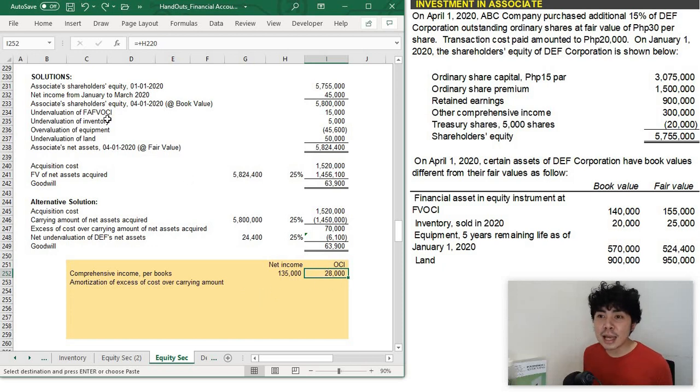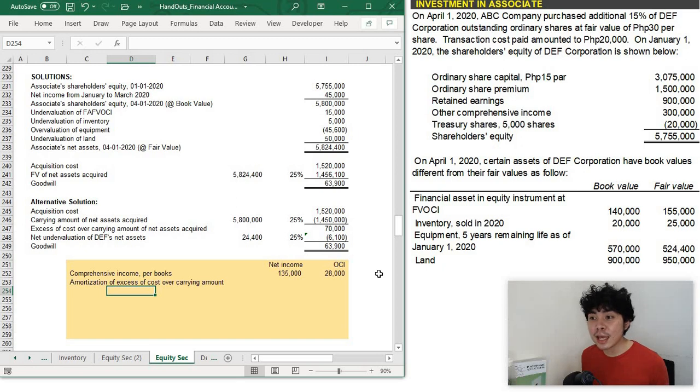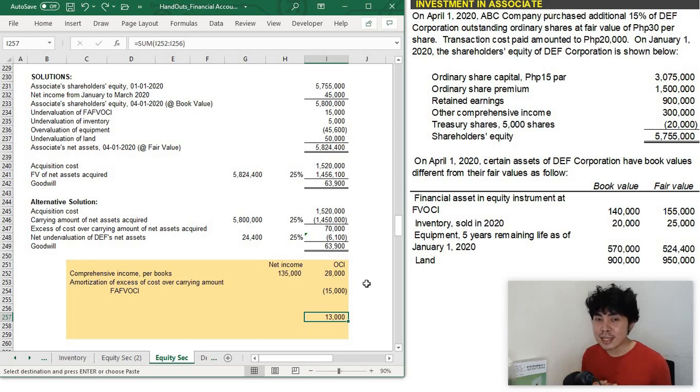Yun yung financial asset at fair value through other comprehensive income na undervalued. So, since 13,000 ang OCI ni associate sa point of view natin, kailangan nating i-amortize yung 15,000 na undervaluation ni FVOCI. So, para i-amortize ang undervaluation ng asset, siya ay negative 15,000 pesos. So, kapag sinubtract natin yung 15 sa 28, ang magiging OCI na is 13,000 pesos. At ayan ang OCI ni associate sa point of view natin, the investor.